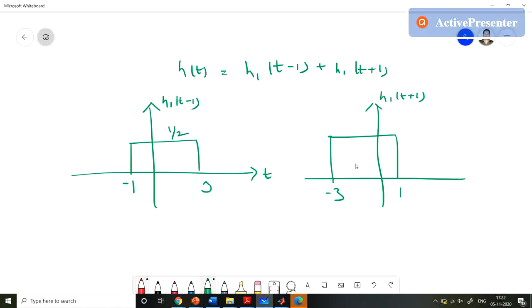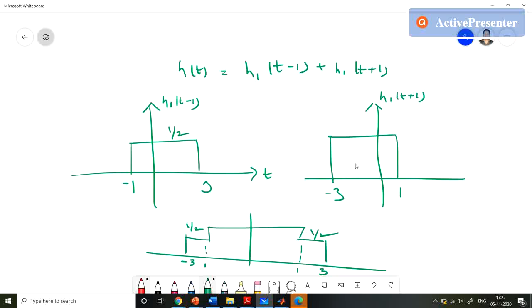Now if we combine these two, from minus 3 to minus 1 the amplitude is half, and from 1 to 3 the amplitude is half, and from minus 1 to 1 the amplitude is 1. So this is h(t). Now h(0) is equal to 1. It is clearly seen that h(0) is equal to 1.